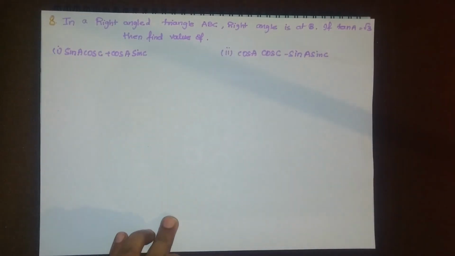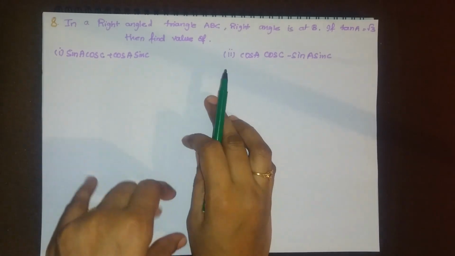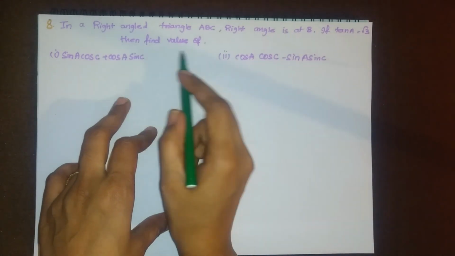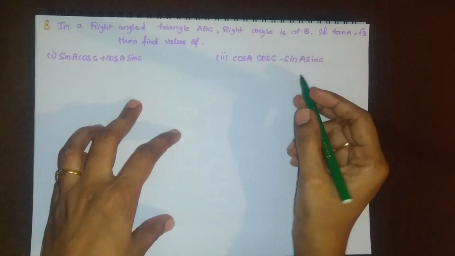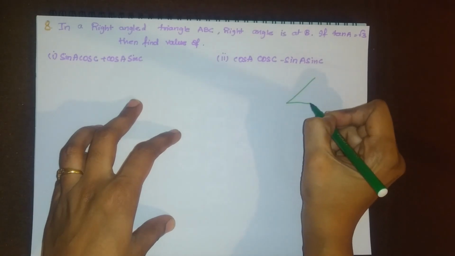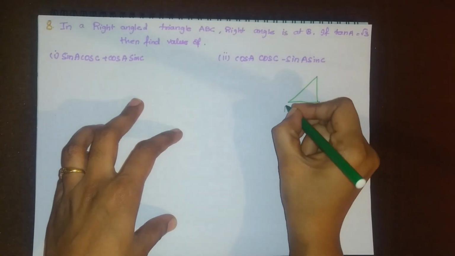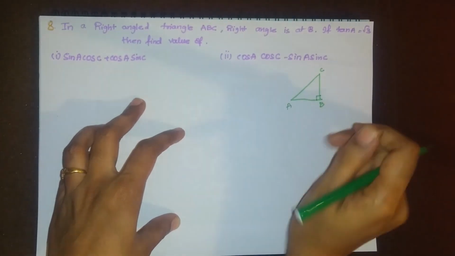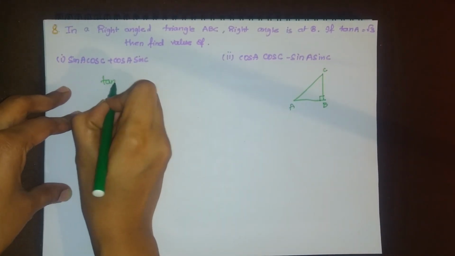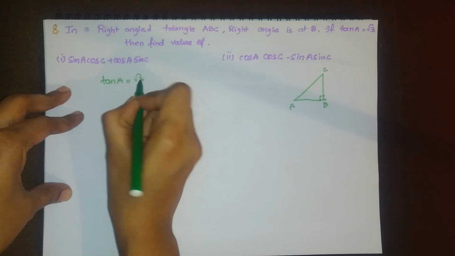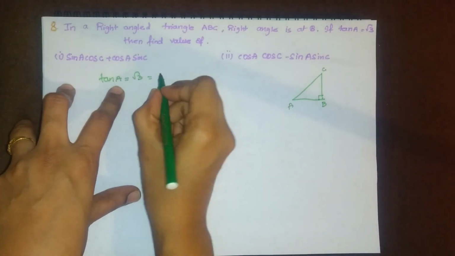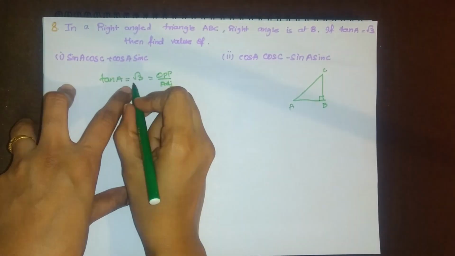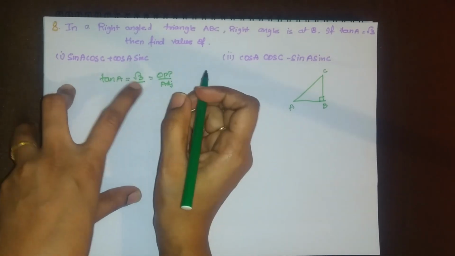Now, last problem of this exercise. In a right angle triangle ABC, right angle is at B, tan A is equal to square root of 3, then find the value of these. It's given that in a right angle triangle ABC, right angle is at B and tan A is given as root 3. What is tan A formula? Opposite divided by adjacent. Since nothing is given over here, adjacent length will be 1 unit.